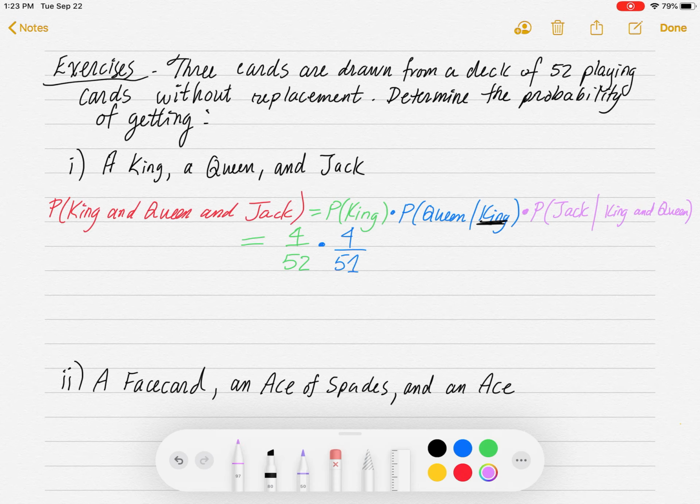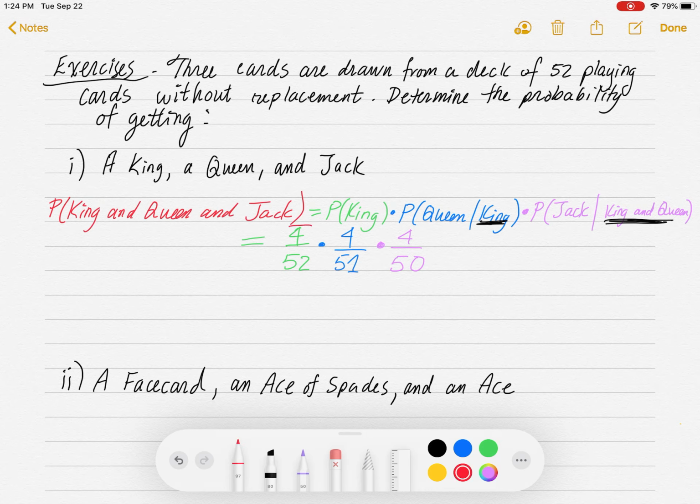Okay, and finally, we're going to use the multiplication again. Probability of getting a jack after you got a king and a queen. You got a king on the first draw, a queen on the second draw. Probability of getting a jack is going to be 4 out of 50, right? Why 50 cards? Because here we're given that we got a king and a queen, so we're taking those cards out. You leave them out, there are only 50 cards remaining. But you still have 4 jacks, right? 4 out of 50 is your probability there.